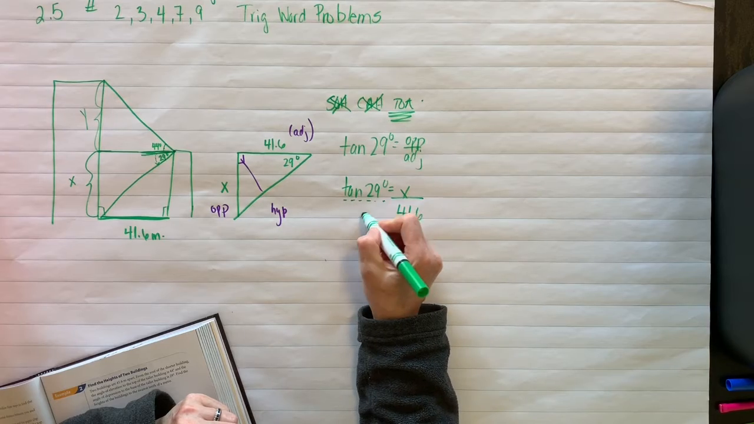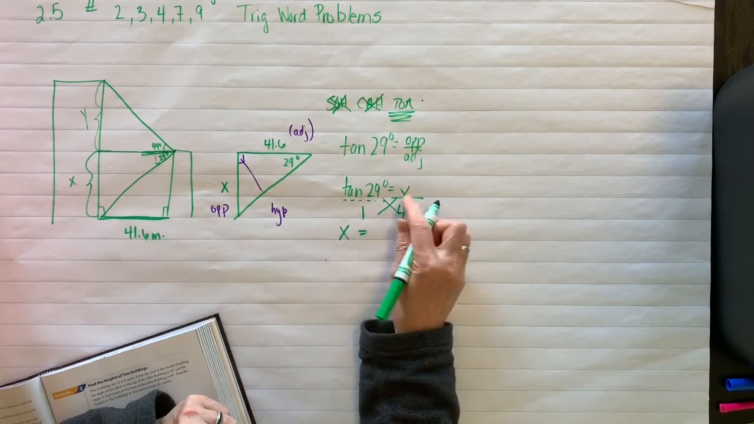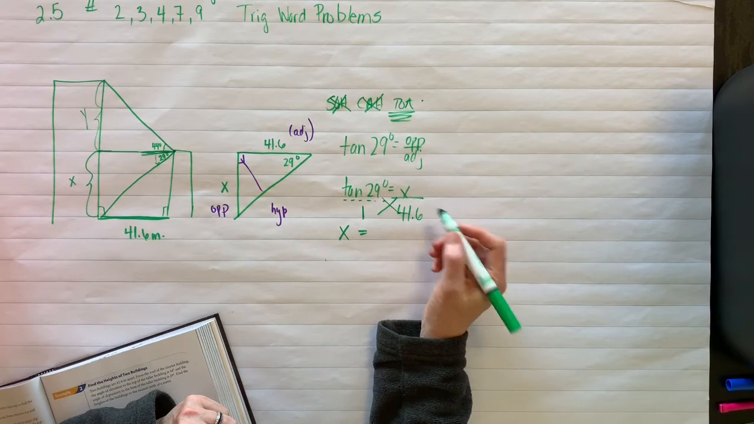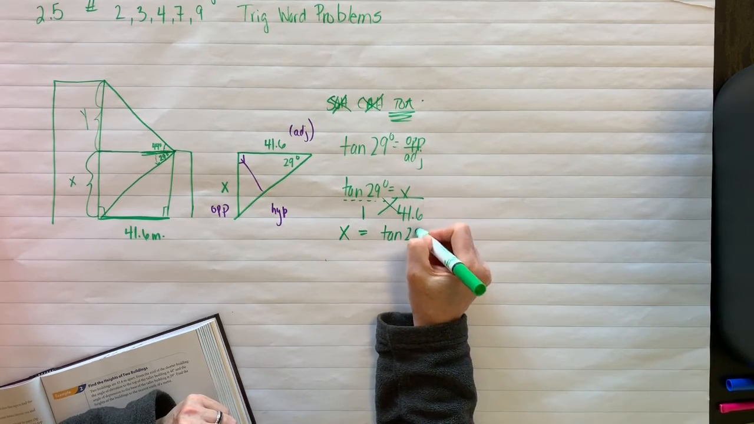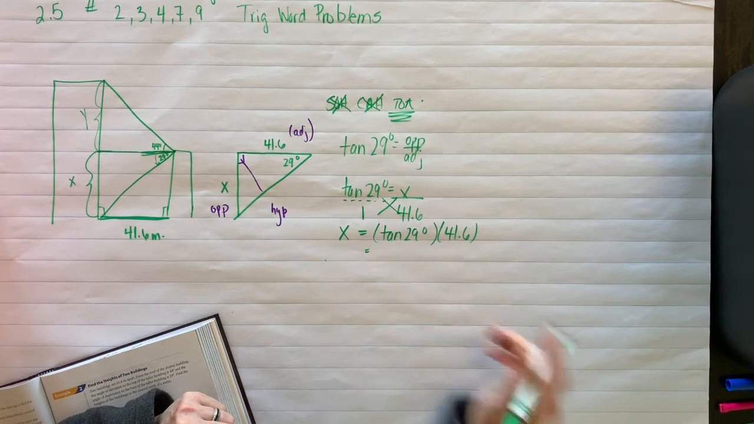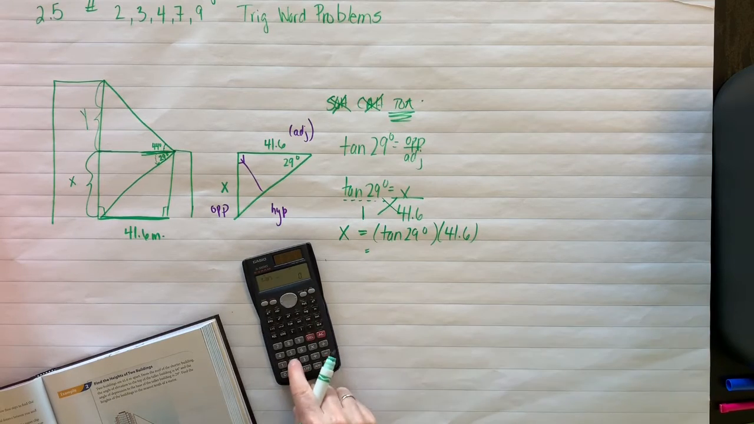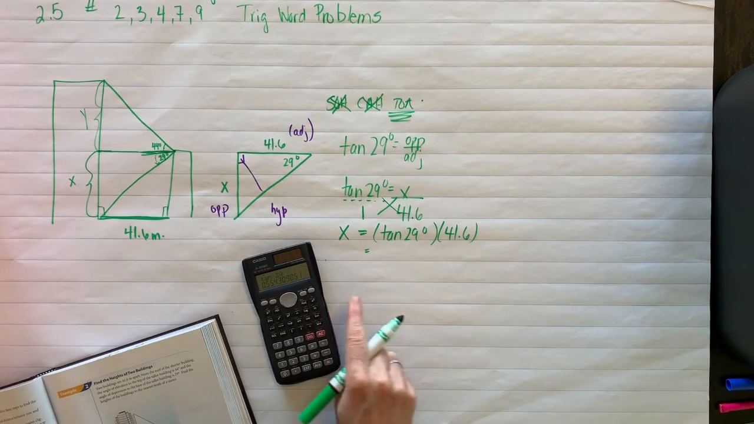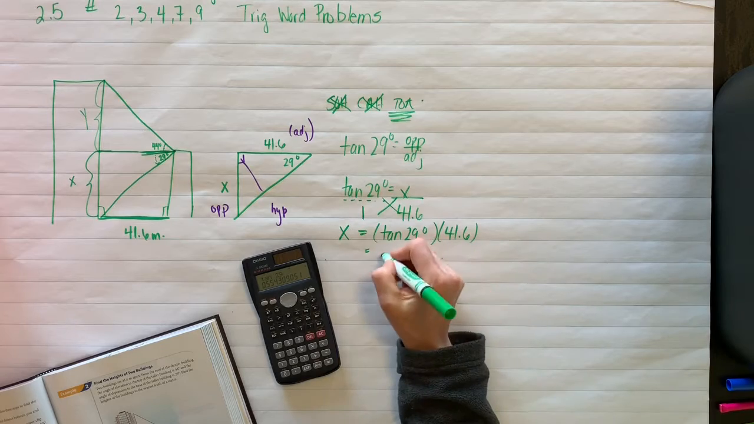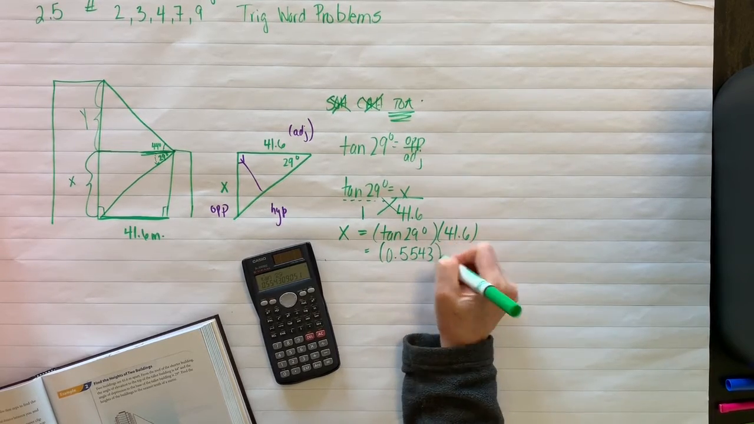I'm going to turn this into a fraction by putting it over 1. That way I can cross multiply and solve. X times 1 equals x, and I'm left with tan of 29 degrees times 41.6. So again, just give a quick check to make sure that your calculator is on degrees. Tan of 29. Most of you have this function on your calculator, so you don't actually even need to write this. I'll write it for you.